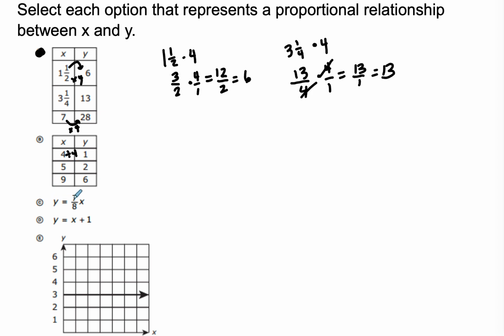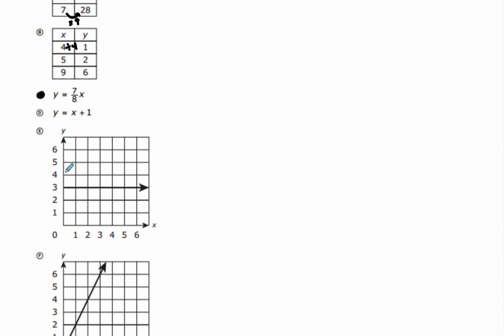For our equations, y equals 7/8 x. If it's a proportional relationship, I have y equals a number times x. That's true for C, so that is proportional. D, y equals x plus 1. No, that's not proportional because we have this x plus 1 part. It would just have to be like y equals x or y equals 2x to be proportional.